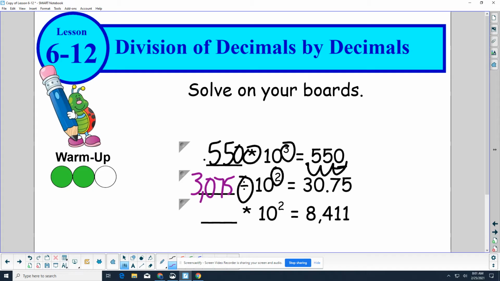And then the last one here, I see I'm multiplying by 10 squared, or 10 to the second power. I do not see any zeros, so I know somewhere I must have had a decimal, and I know that my decimal makes 2 jumps to the right, so I could put decimal 0 here, which would tell me that it started there, so I would have 84 and 11 hundredths.